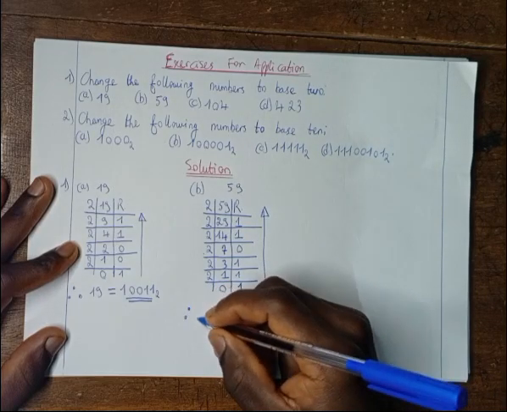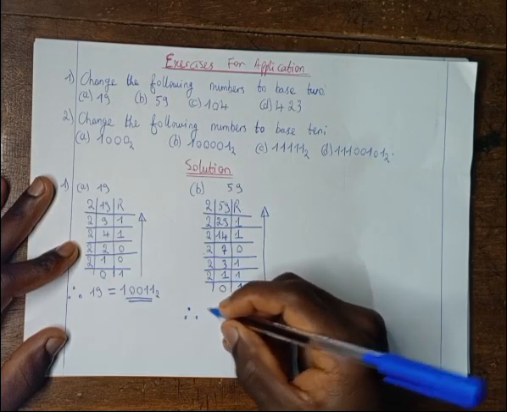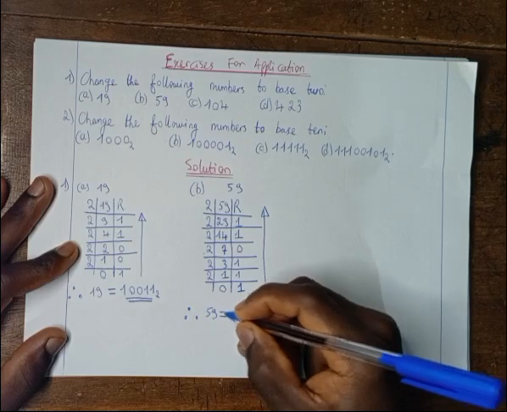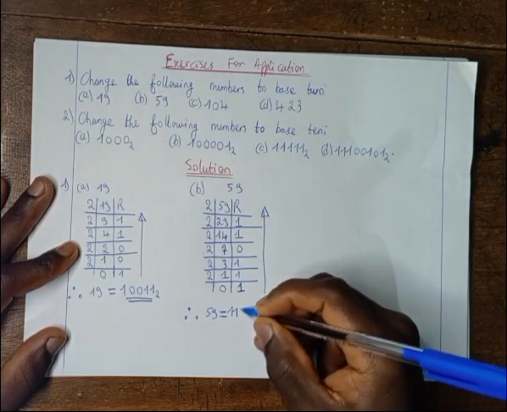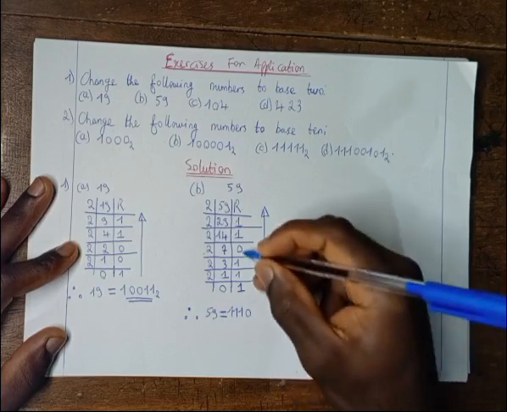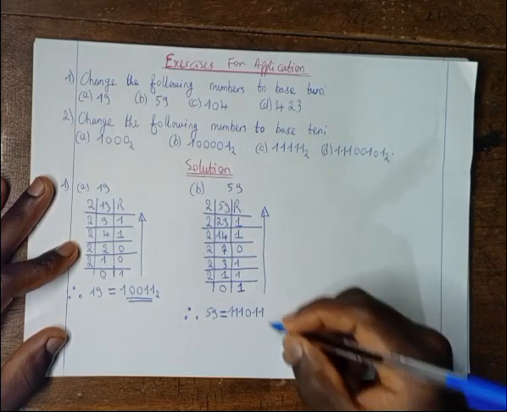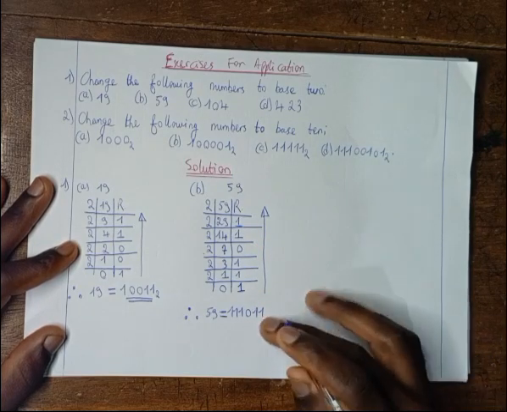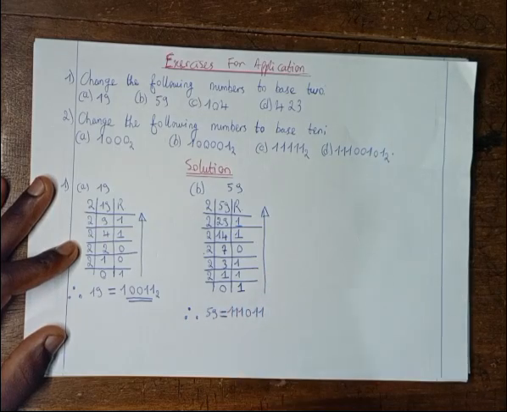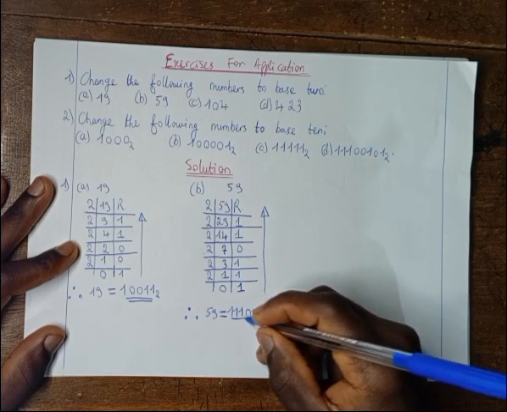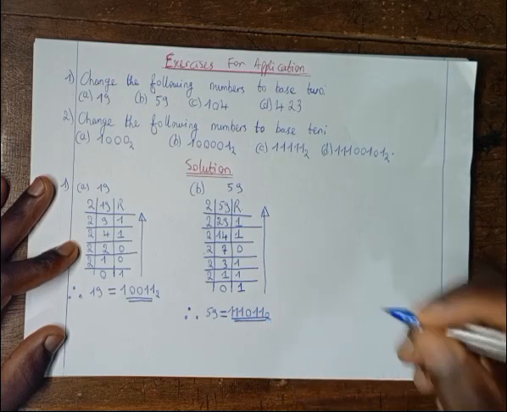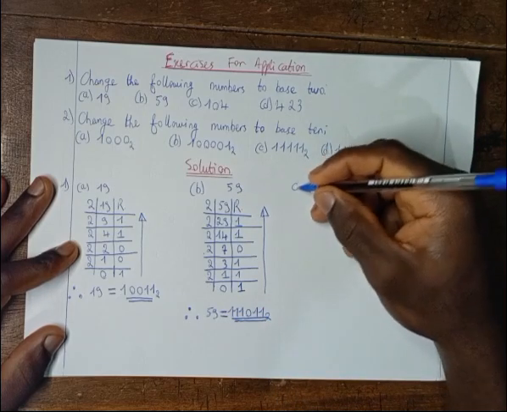Therefore, number 59 in base 2 is simply equal to 1, 1, 1, 0, 1, 1. Then we must precise the base, because if you don't put the base, that means this number is in base 10. You must put the base to underline our answer. Now we go to C.